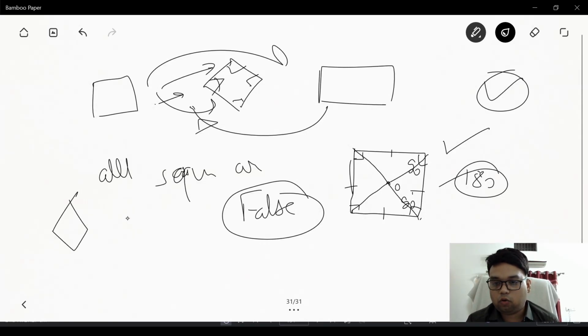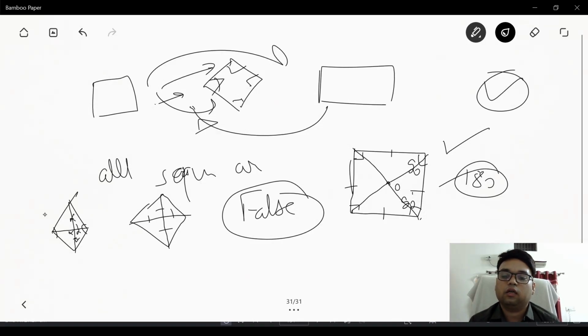Are all kites rhombus? This is the figure of a kite, and this is the figure of a rhombus. Here the angles are different, here the bisectors are also different, but here all are the same. That's why it is called a rhombus. But a kite is not a rhombus. Therefore, in question number E, the answer is false.